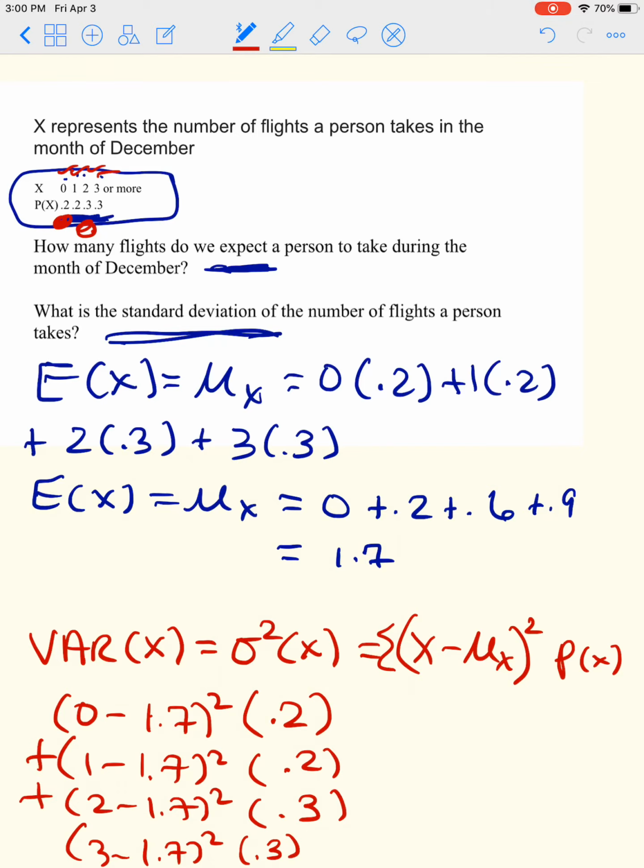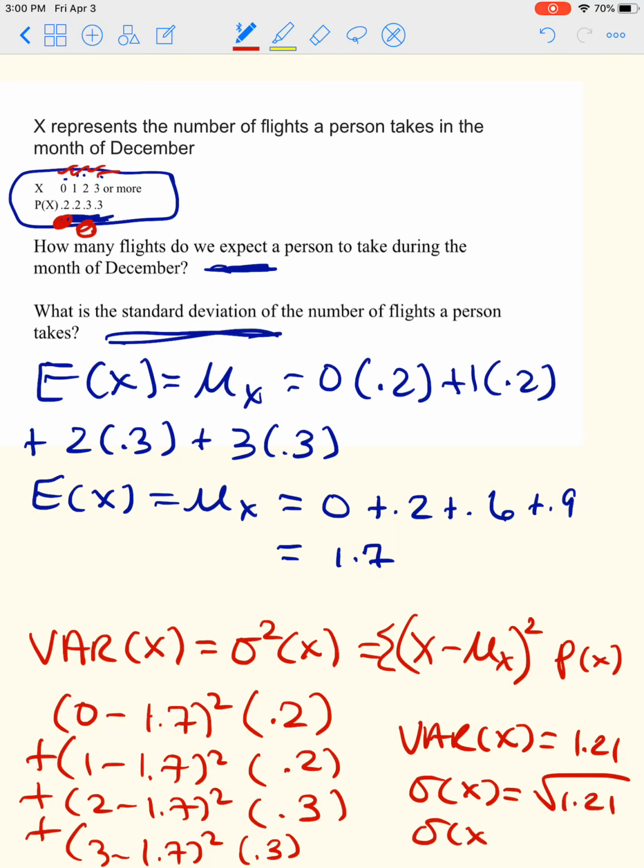After we sum this, and I did this for you guys already, you're going to get the variance of X to be 1.21. So the standard deviation of X is equal to the square root of 1.21, and that's just equal to 1.1. So that's how we find the standard deviation.